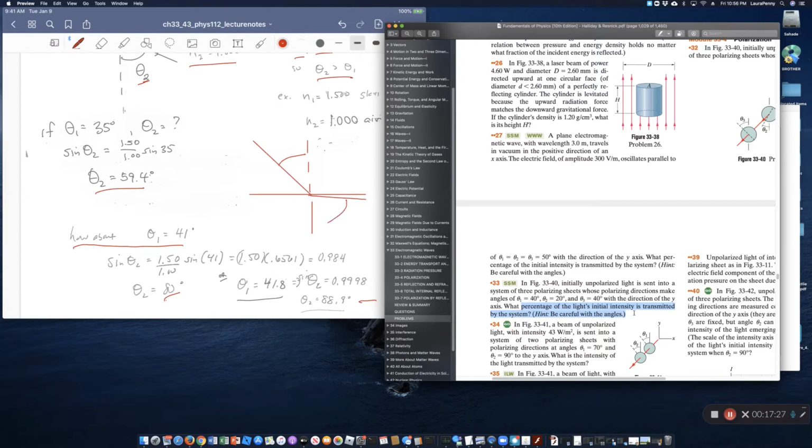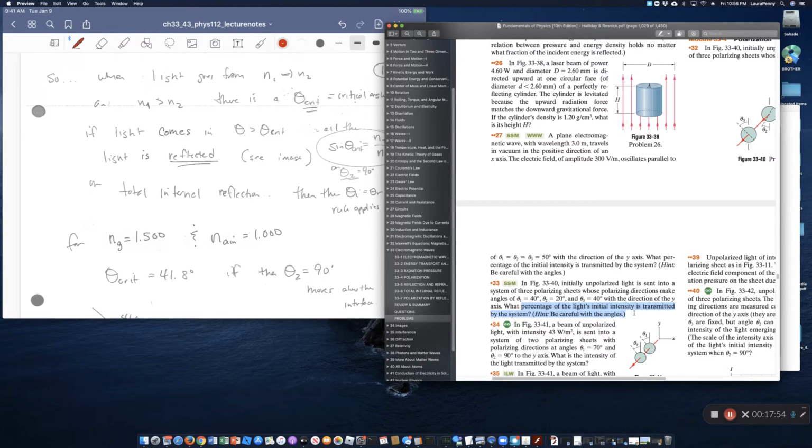Here's 88.9 degrees. What's going to happen if this angle gets a little bit larger? You're going to end up with a transmitted ray which is essentially along the interface. Theta 2 cannot be larger than 90 degrees, because that's just a reflected ray.